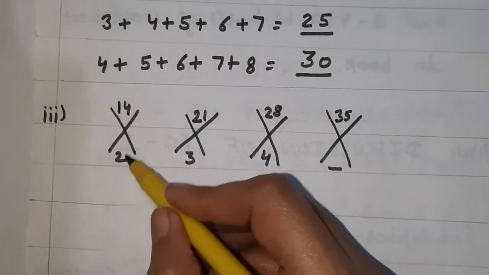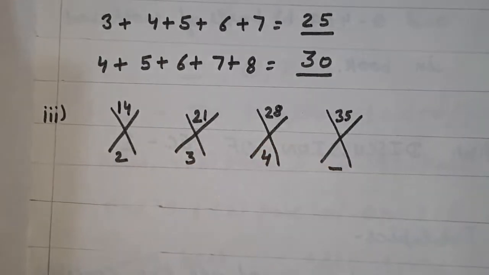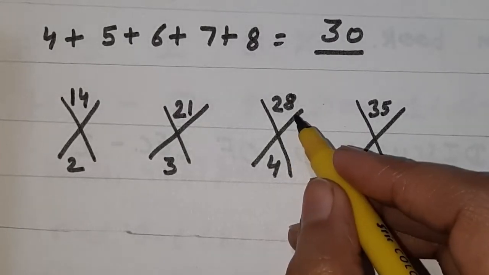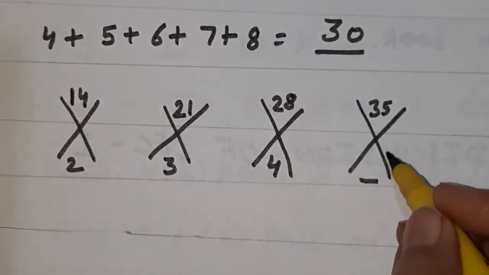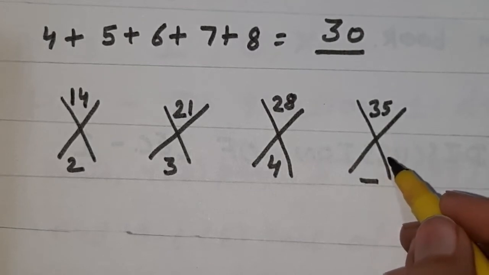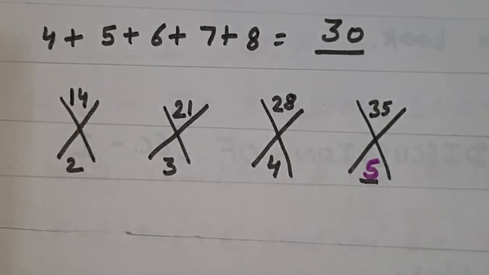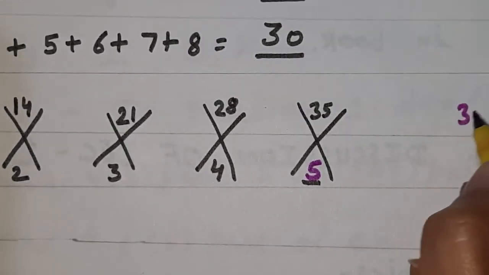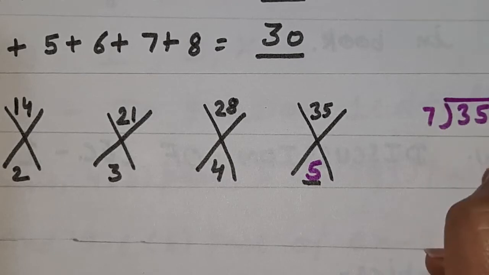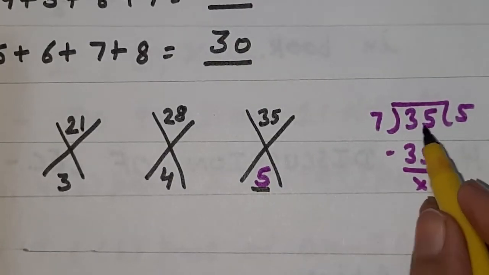Now look here. 2 sevens are 14. 3 sevens are 21. 4 sevens are 28. Dash sevens are 35. 5 sevens are. Got it? Or you can do calculation here in rough. 35 divided by 7. 7 5s are 35. You will get your answer here. Right?